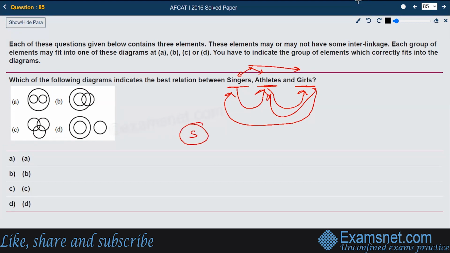So what is that? Some singers can be athletes and some singers can be girls also. There is a portion depicted here, this shaded one, which tells us that there are some individuals who are singers also, athletes also, and girls also. So this should be the right connection representing the relationship. So the right answer is option C.